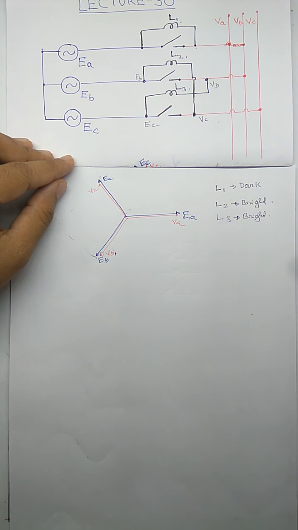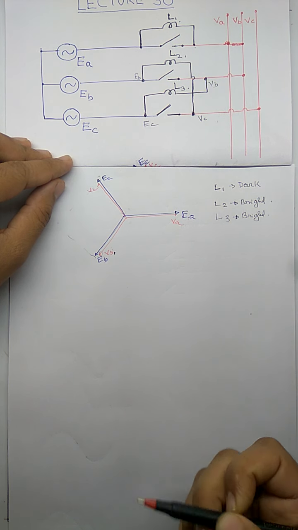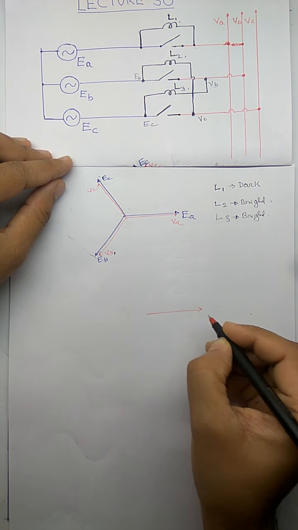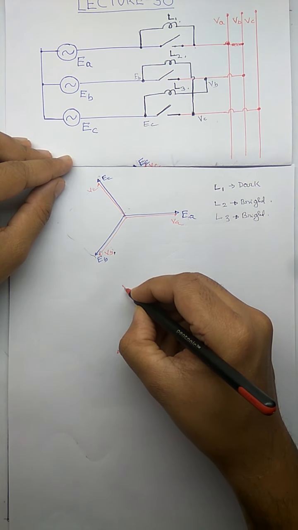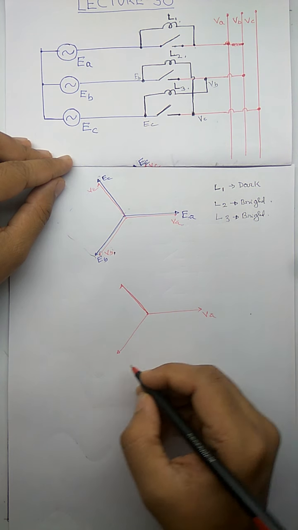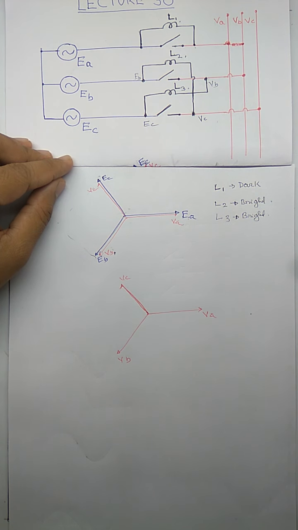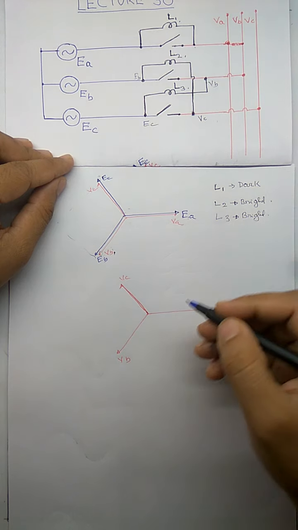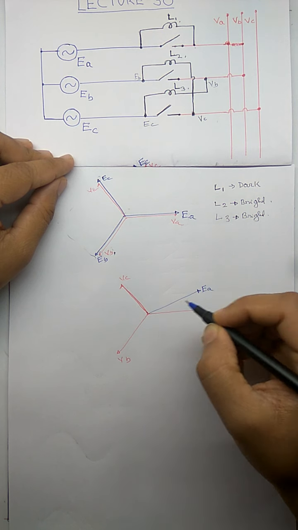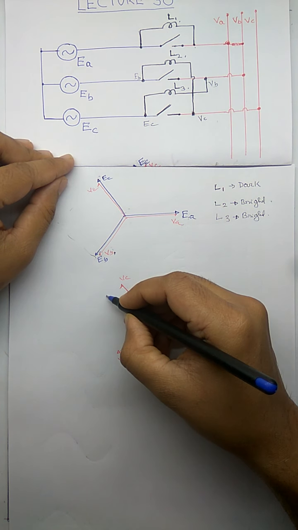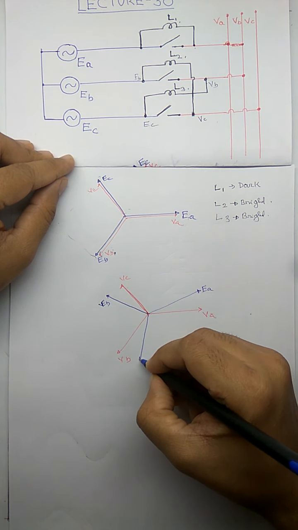Now let's take a condition when the incoming generator is faster than the grid. So what will happen? The grid voltage will remain like this. I take grid as reference, that's why I keep this along this line. So this is VA, this is VB, this is VC. So the incoming generator is faster. What does it mean? It means that after some time EA will lead VA, this will be EA, this will be EB, and this will be EC.